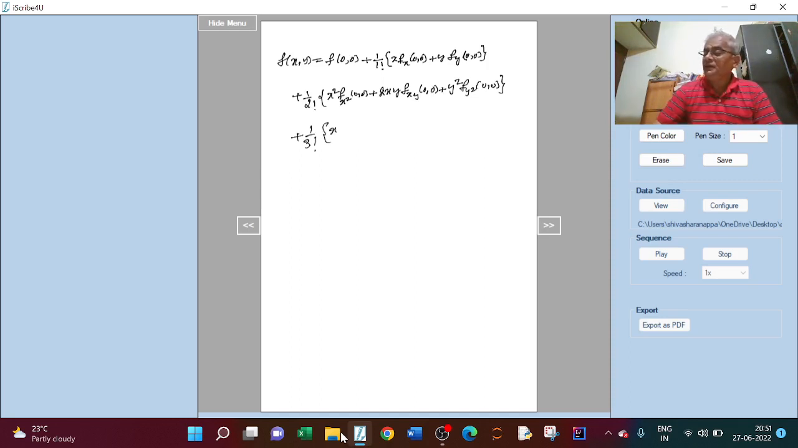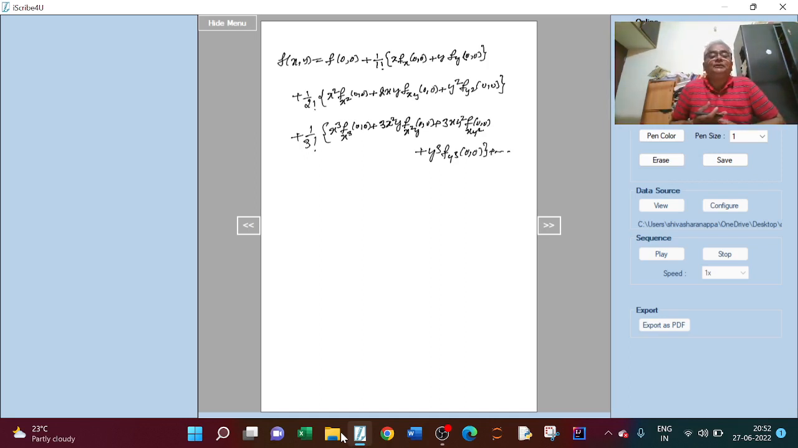into x cube, that is third derivative with respect to x at again (0,0) plus 3 x square y, here fx square y (0,0) plus 3 x y square fx y square (0,0) plus y cube fy cube (0,0) plus and so on. This is our Maclaurin series expansion.